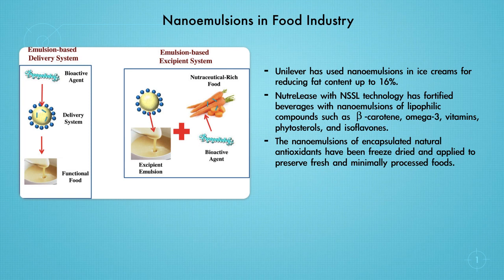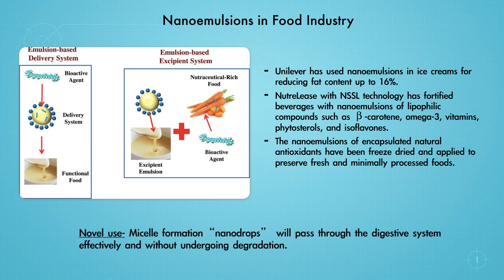Now let's focus on natural antioxidants. The nanoemulsion of encapsulated natural antioxidants has been freeze dried and applied to fresh and minimally or semi-processed food. As we also discussed before, those kinds of plant essential oils which have antioxidant property are beneficial for this kind of application. And now we can see the novel use of this kind of nanoemulsion system, which will form nanodrops and pass through the digestive system effectively without undergoing degradation.